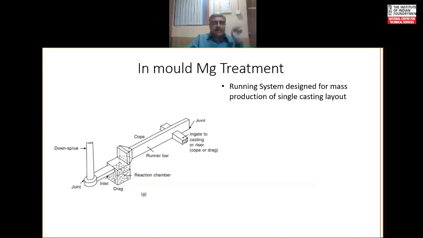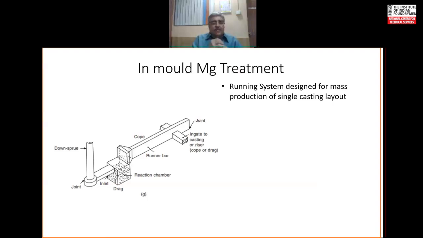The design of the reaction chamber is done through experiments to begin with. The aim being that you should be able to get uniform pickup of magnesium throughout the pouring cycle. An adequate amount of magnesium should be picked up from the alloy in the reaction chamber.